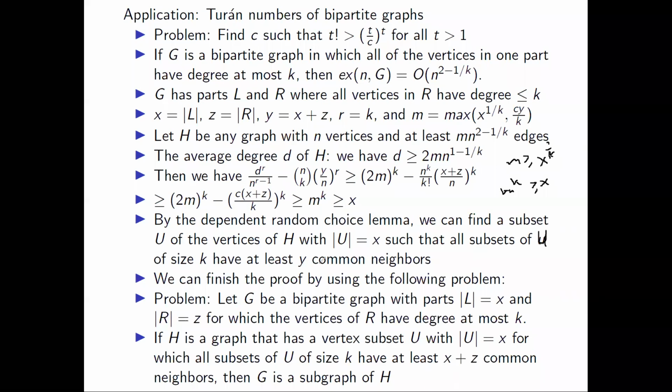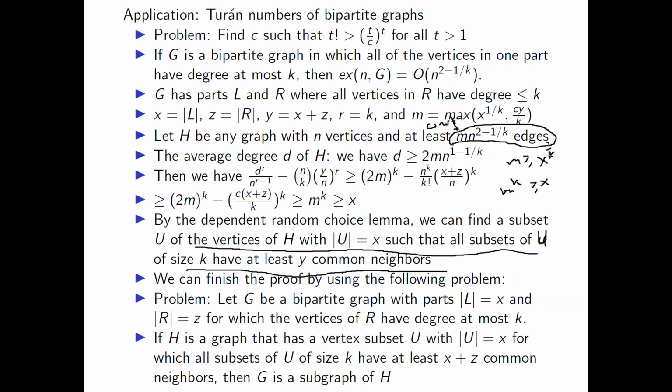So I claim that if that problem is true, then we can take the vertex set U of the vertices of H that we found by dependent random choice up here, and in that vertex set U, we find a copy of G. And since we're guaranteed to be able to find that vertex set U, as long as the number of edges is at least m times n to the 2 minus 1 over k, and again, m right there is a constant, that implies that any graph with at least that many edges must contain a copy of G, which gives us the upper bound on the Turan extremal function.